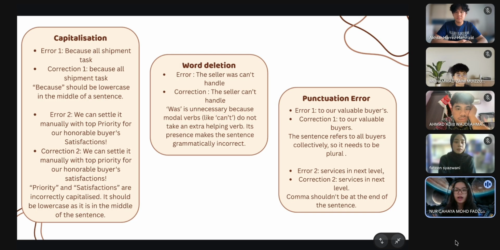The third one we have is punctuation. The apostrophe in buyers indicates possession. So the sentence refers to buyers in general, making it a plural noun. So the apostrophe is not needed. A comma was placed at the end of a sentence, which violates standard punctuation rules. So it was removed.